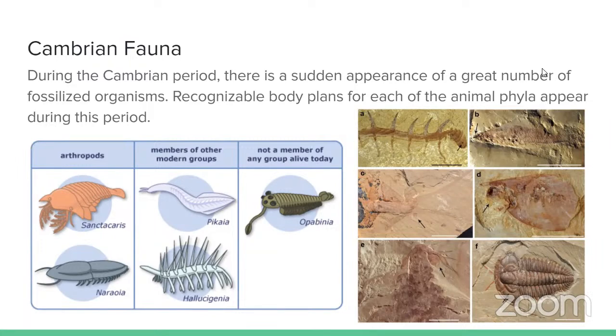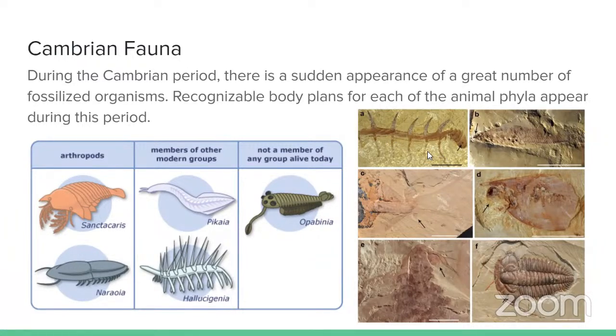So we see some major groups appearing. We can see arthropods appearing, members of really all the other modern groups of animals, as well as some weird stuff that is no longer alive. Right? Some weird experiments that did not survive through to the present day.